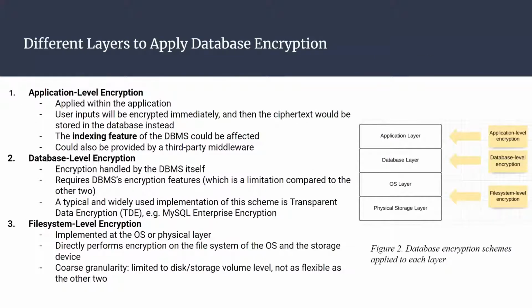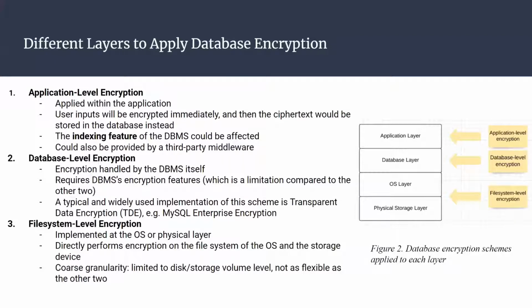And the encryption schemes we just talked about can be applied to 3 different levels. Application level encryption schemes are applied within the application. For instance, in a web app adopting this scheme, sensitive data from user inputs will be encrypted by a function provided by the application. And then the ciphertext will be stored in the database instead. However, the indexing feature of the DBMS could be broken as ciphertexts are stored.